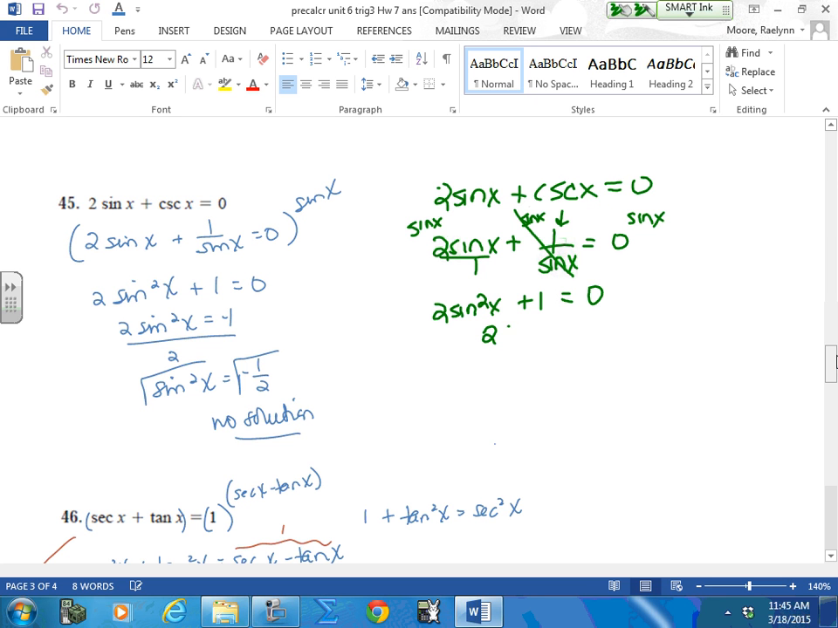Subtract 1, and I divide by 2. I take the square root. Uh-oh. Can you take the square root of a negative number? No. No solution.